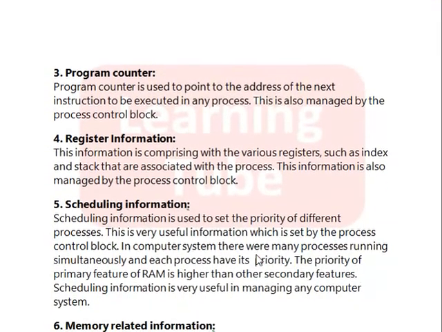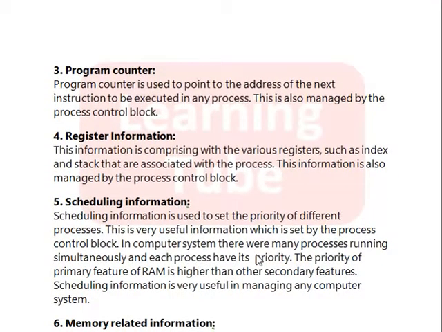And third one, program counter. It is a register used to point to the address of the next instruction to be executed in any process. It is also controlled by the PCB. Fourth, register information. This is the information about the various registers such as index and stack that are associated with the process. It is also managed by the process control block.